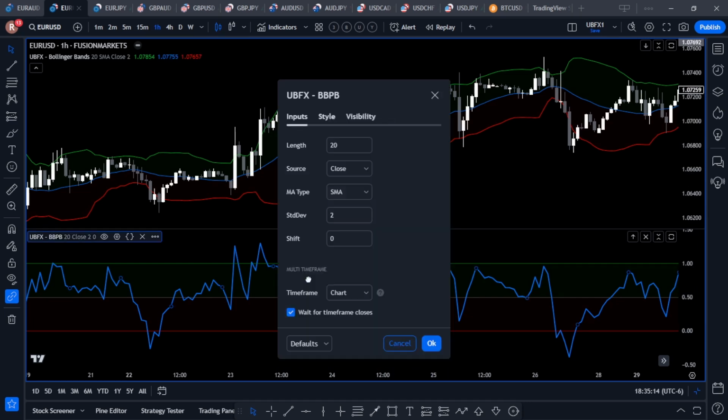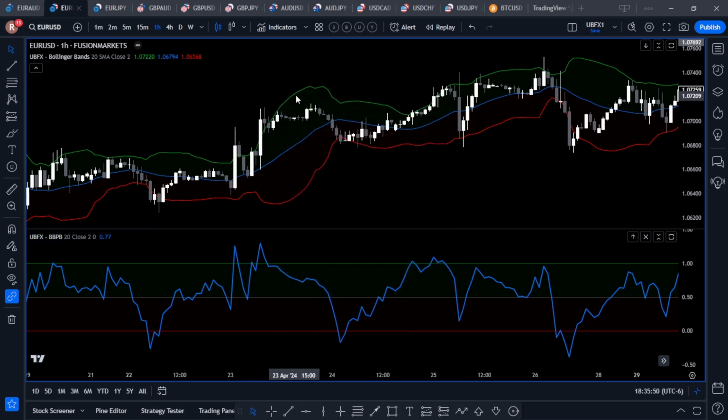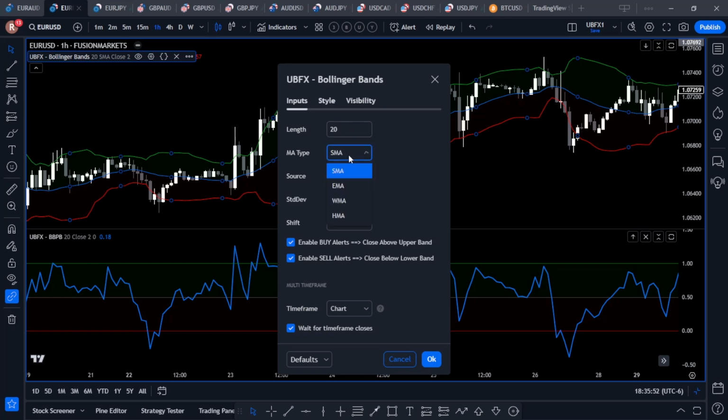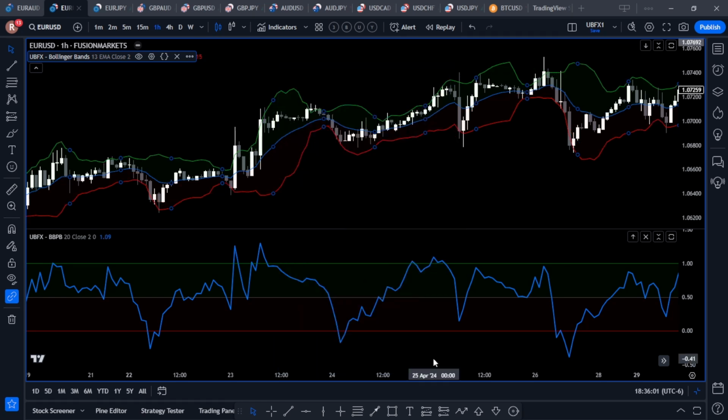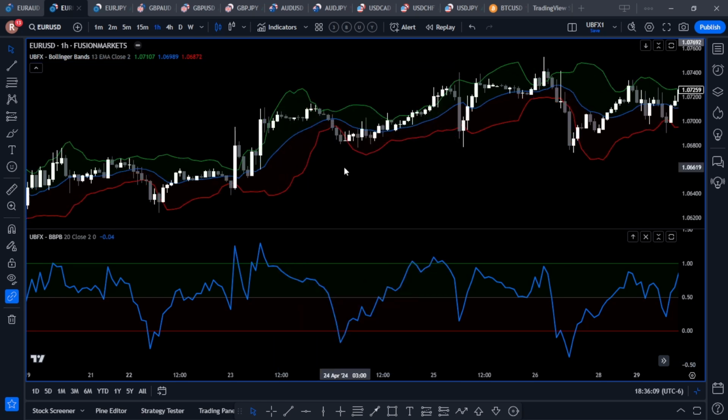But with this one, you can now choose the length, the source. Again, the source should be close, but the MA type, you can choose SMA, EMA, weighted, or Hull moving averages. Generally, the SMA or the EMA are the favorite ones. And there is a shift. So we can shift these forward and get different kinds of signals. So if we're looking at something like this, where the SMA maybe is an EMA, the setting is maybe a 13, and this shift could be 2, for example. We'll shift that forward. This is a kind of system where you'd be looking for the waist of the Bollinger Band, and you'd be looking to trade as the price closes below or above the waist.